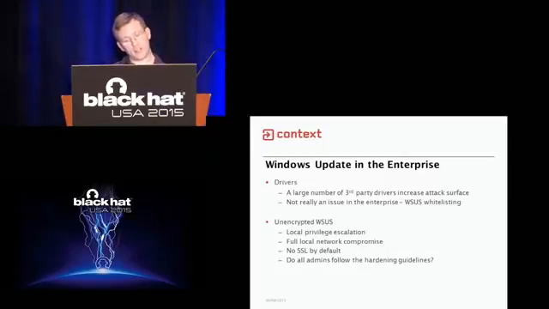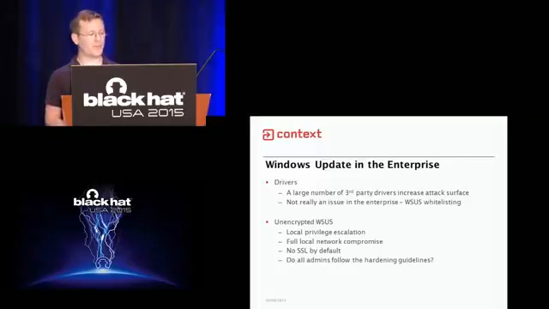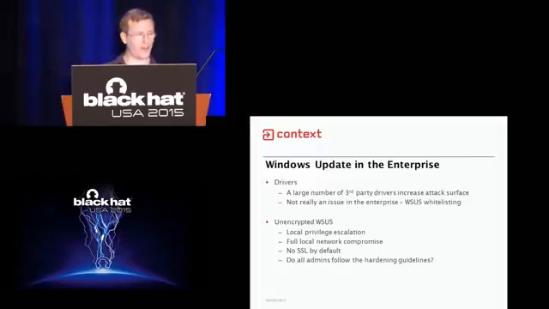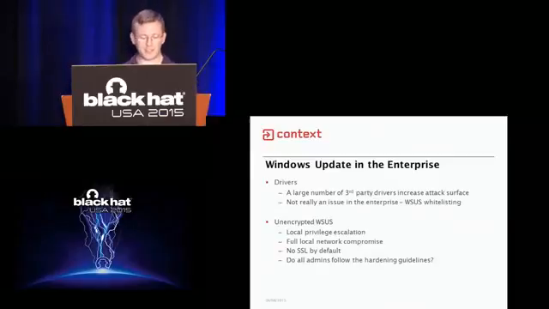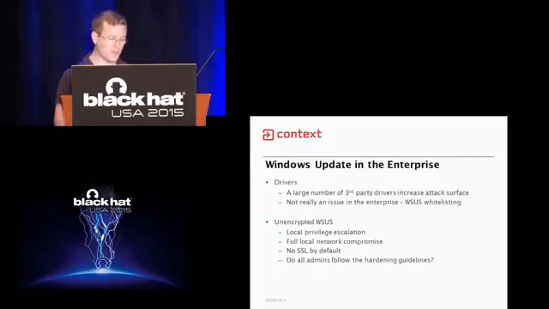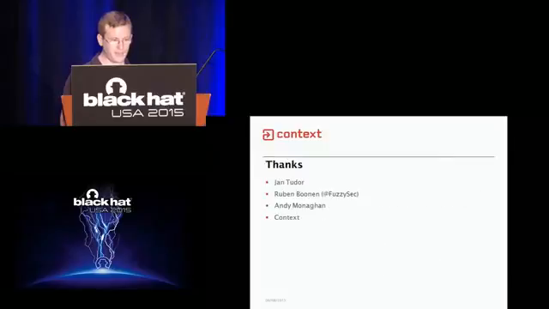So that brings us to the unencrypted WSUS. So we've shown local privesc, full local network compromise, basically because SSL is not on by default. So the question now is, is this really a problem? Do all admins follow the hardening guidelines? I'm going to go out on a limb and say no, not all admins probably follow the hardening guidelines, and certainly in our experience, we've seen that as well.